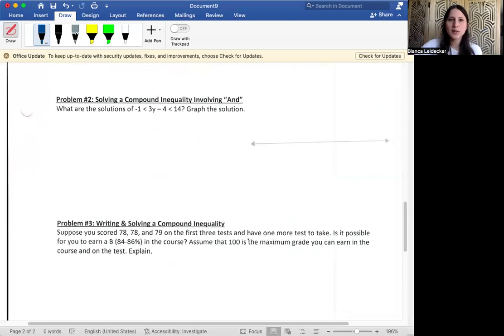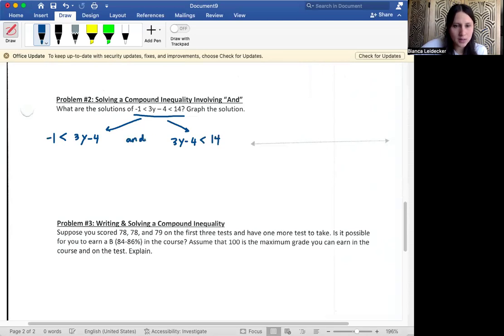All right, how do we solve an inequality involving and? When we have a statement like this, how can we solve for the value of y? All you're going to do is write it as two separate inequalities and solve two inequalities for y. We're going to write this as -1 is less than 3y minus 4, and then 3y minus 4 is less than 14. We're going to combine these statements using and, because in the end, when we're done, we're going to bring them back together. So we have to separate them out in order to solve for y. Then we're going to bring them back together.